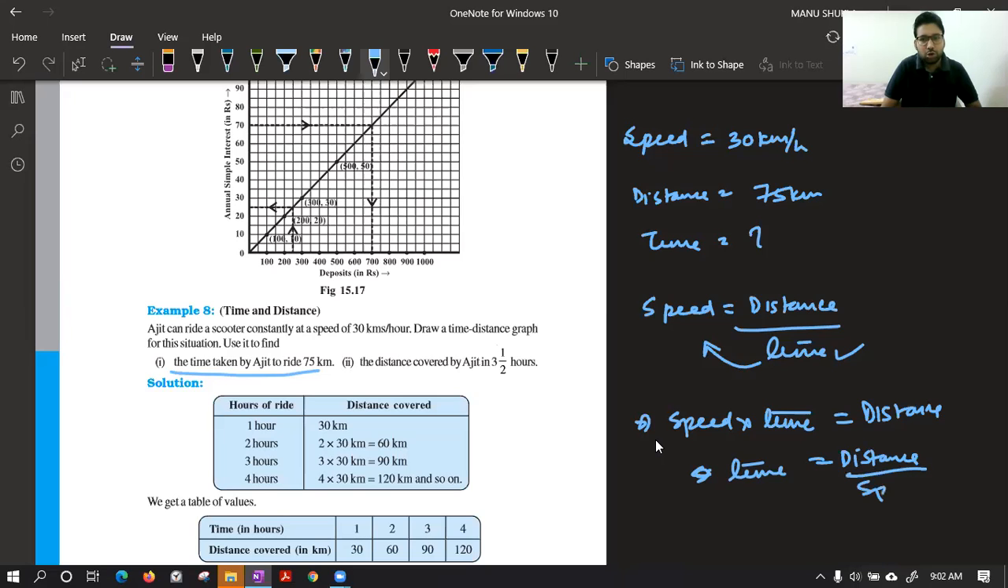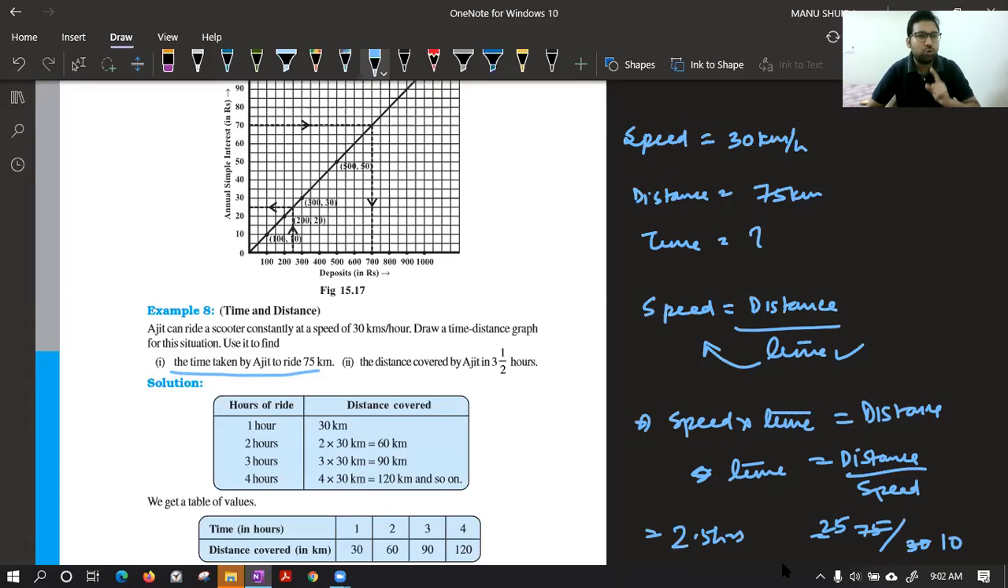Now put the values. What will we get? Distance is 75 kilometers upon 30. So class, what is the answer? We can cut: 3 tens 30, 3 twos are 6, 3 fives are 15, 25 by 10. Very simple. Cut the 0, put the decimal, 2.5 hours. So he will take 2.5 hours.